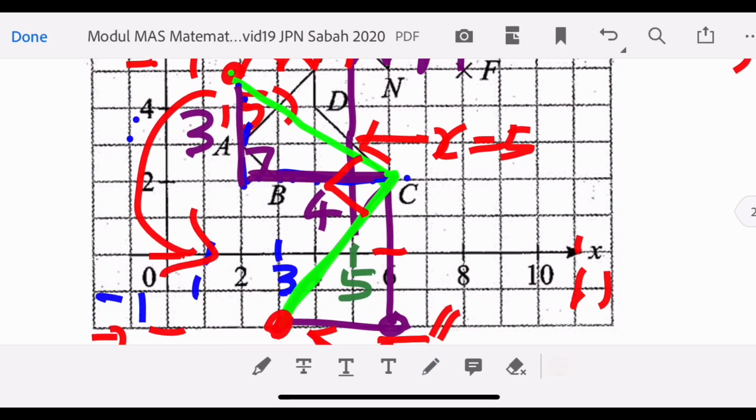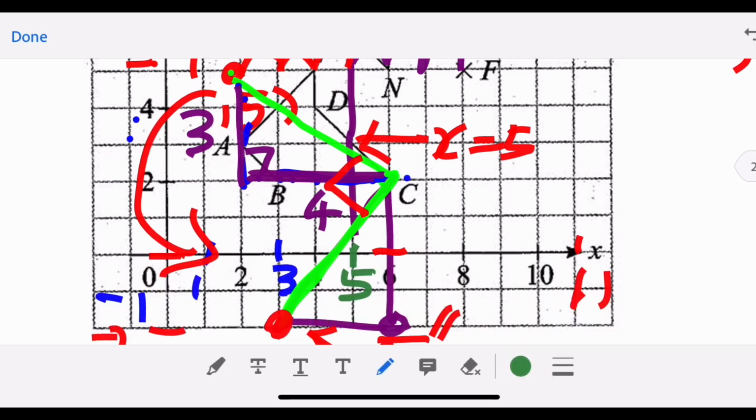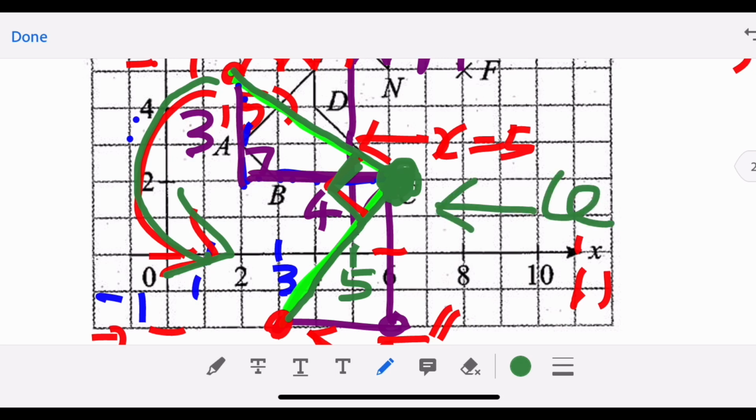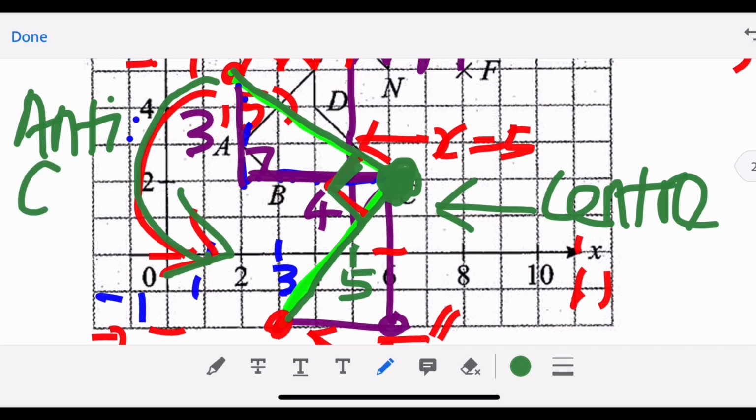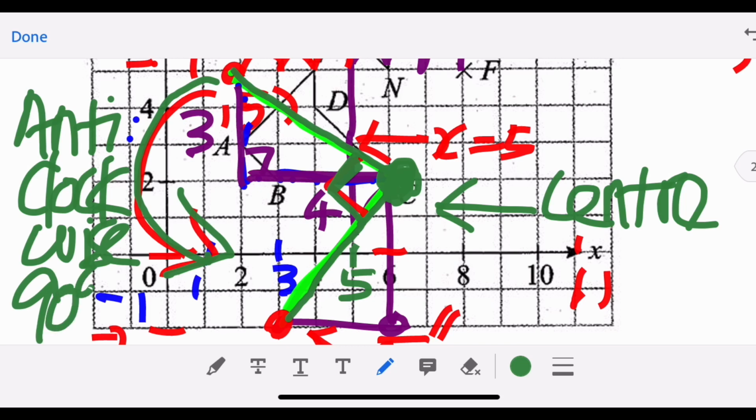Now you can read out the image after rotating 90 degrees anti-clockwise about center C. Again I show you the 2 green lines are equal in length. This is the basic concept for rotation. The center I highlight in dark green. It must be 90 degrees, and you must have the center of rotation, the 90 degrees, and the direction of anti-clockwise. Make sure you follow the direction.